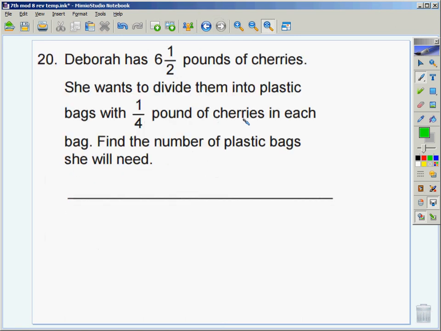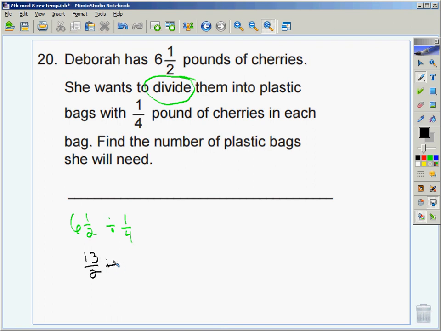Number 20. Again, a review question. It says Deborah has 6.5 pounds of cherries. She wants to divide them into plastic bags that hold 1/4 pound. They even tell you what you're doing. You're taking 6.5 and you're dividing it by 1/4. I'm going to change this mixed number to an improper fraction. 2 times 6 is 12, plus 1 is 13.